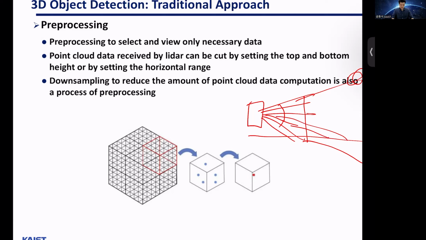But when driving, we are probably interested in objects that are in this region. So what this description is saying is we can remove these points, and then another processing step would be downsampling.